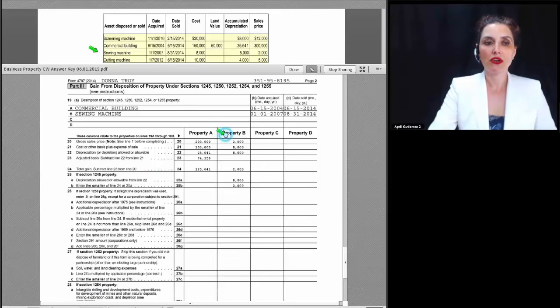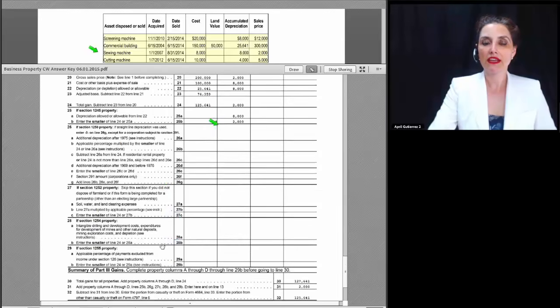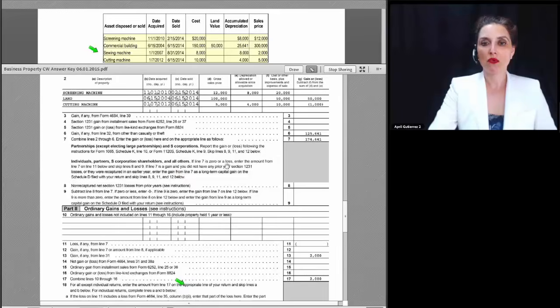For the sewing machine, we show that the gross sales price is $2,000, that the cost was $8,000, the depreciation previously claimed is $8,000, and the gain is $2,000. How much of the gain is Section 1245 gain? $2,000 is Section 1245 gain, and the remaining $125,641 is going to be capital gain. So we carry those amounts down. On line 30, we enter the total amount of gain, $127,641, and then on line 31, we pull out the amount that is ordinary gain from the amount that is capital gain, and capital gain is the amount left on line 32, and we're going to remember both those numbers and go back to page 1.